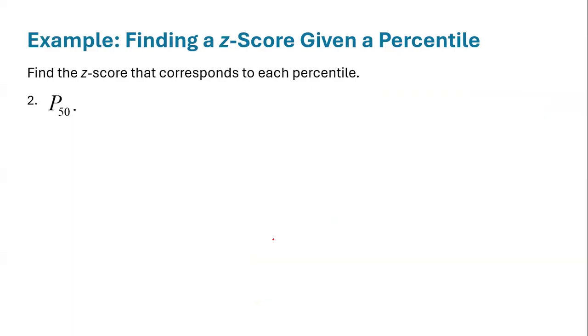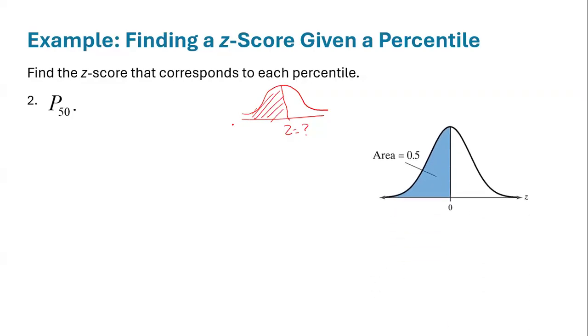When it says find the 50th percentile, that means find the value that 50% of data are to the left of. Find a z-value that 50% of data are to the left of. 50% of data means exactly the middle of the curve. And we know that in any standard normal distribution, the mean is always in the middle, and the mean of any standard normal distribution is always 0. So the z-value that you get in this case is 0.